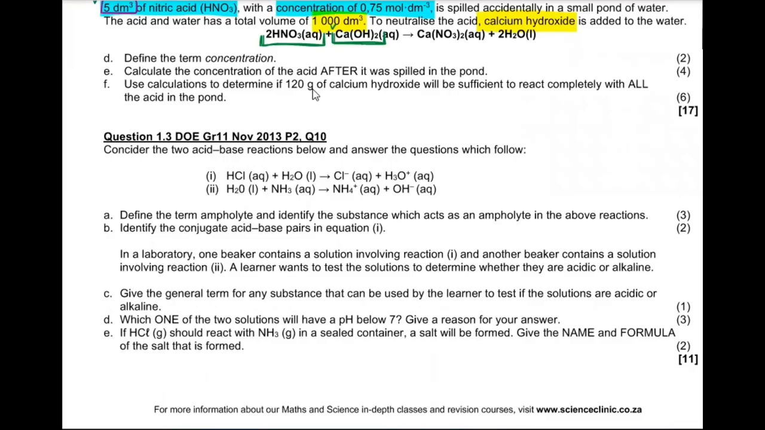All right. I am going to skip, not because I don't want to do the calculation, but if you look at the question, it says, use calculations to determine if 120 grams of calcium hydroxide will be sufficient to react completely with all the acid in the pond. So that is a limiting reagent, excess reagents, and what you have and what you need to form that. For time, because we are talking about redox reactions and acids and bases, that's a stoichiometric calculation, which I think one can do with some effort.